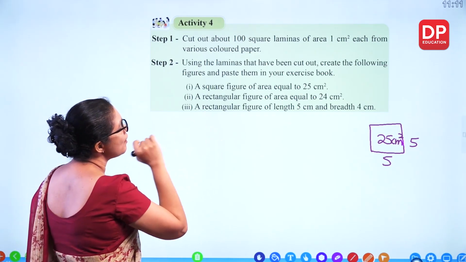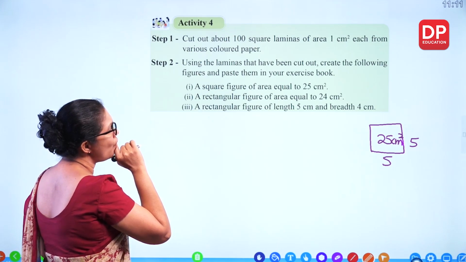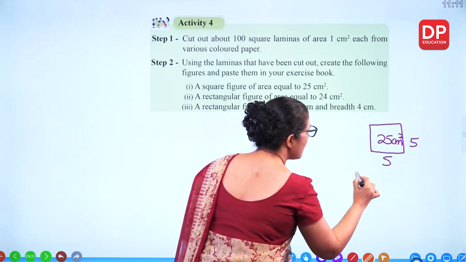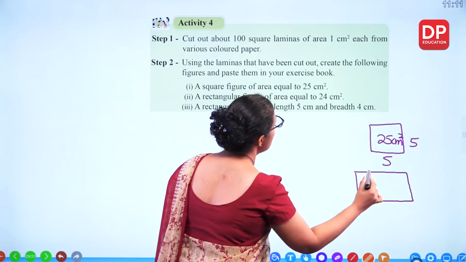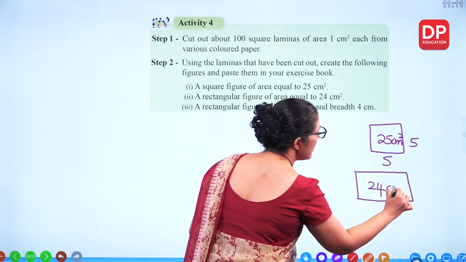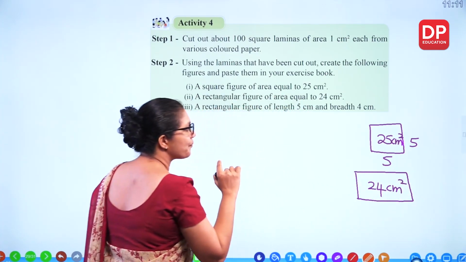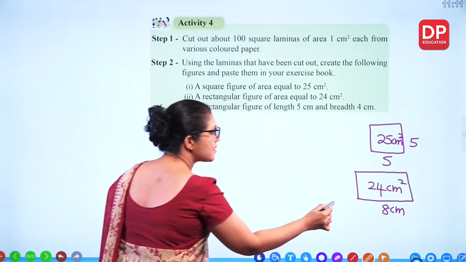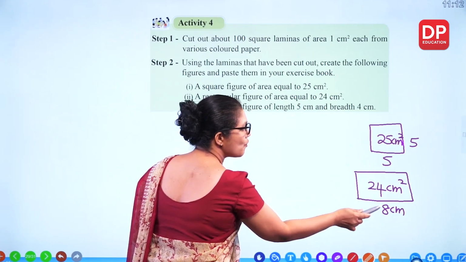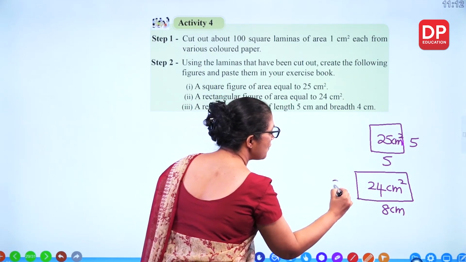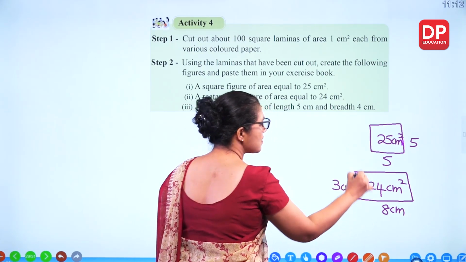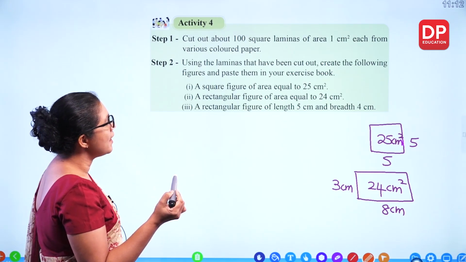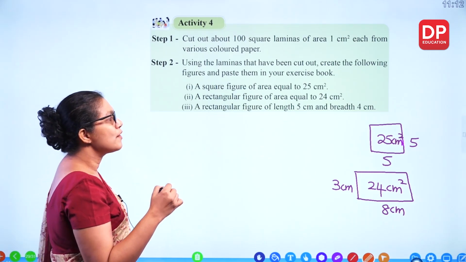And a rectangular figure of area equal to 24 square centimeters, a rectangle. So you can create that with different length and width. So if you take 8 on this side, so 24 divided by 8, that becomes 3 here. 3 squares along width. A rectangular figure of length 5 centimeter and breadth 4 centimeter.